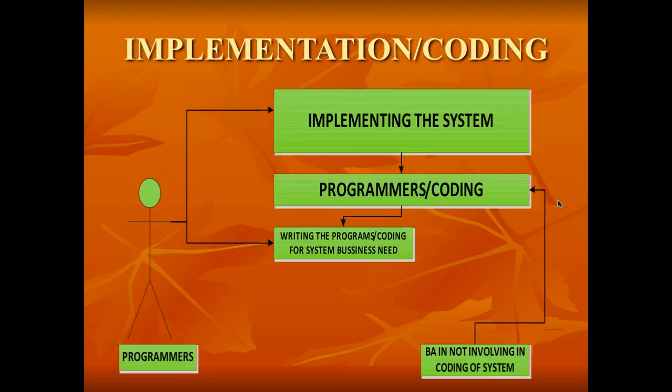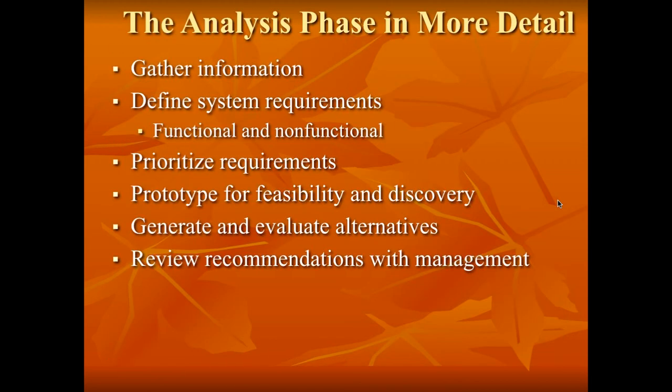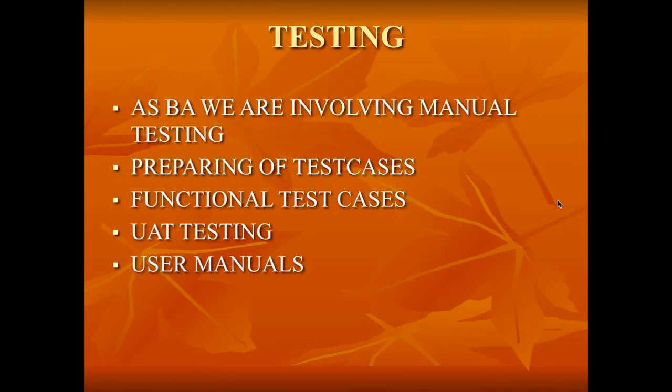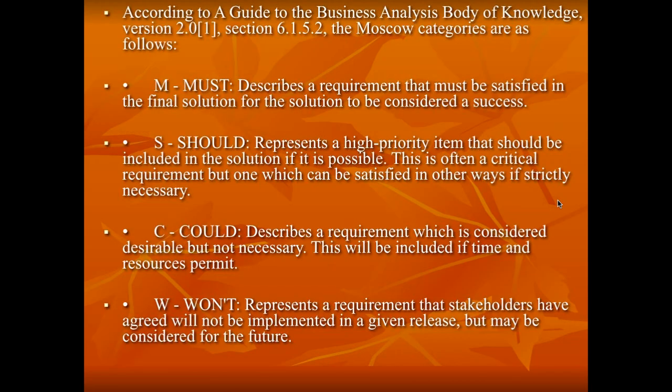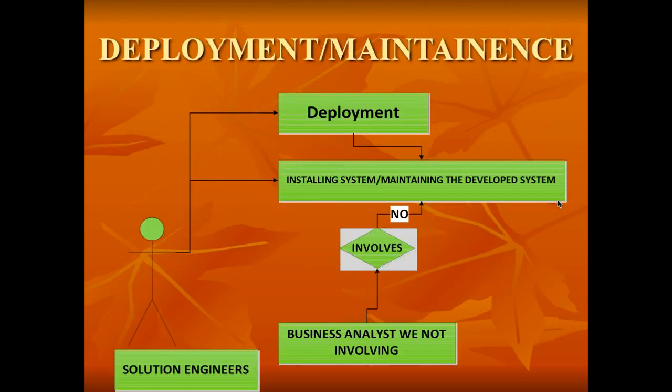So the BA is involved in the testing phase, design phase, and analysis phase, not in development. And the next one is deployment and maintenance. After UAT, once everything has happened, support will start, right? In this support, the BA is not going to be involved, but the project manager will be involved in all the areas, because the project manager has to take care of all these employees, correct? So the BA is not going to be involved in deployment.